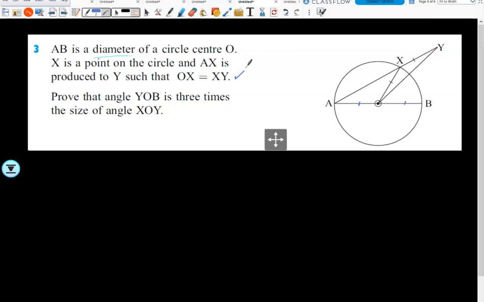Prove that angle YOB, so this angle here, YOB is 3 times the size of angle XOY. So XOY, and this is where, seriously, just do something. So I'm going to start with XOY. We're going to start by saying let angle XOY equal alpha. Agreed? We're going to put an alpha there. What do you feel compelled to then put? What else could be alpha? The other one, thank you, Keats and Ollie, that's right, because we've got an isosceles triangle.